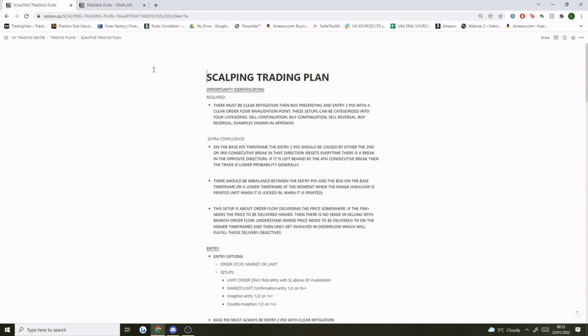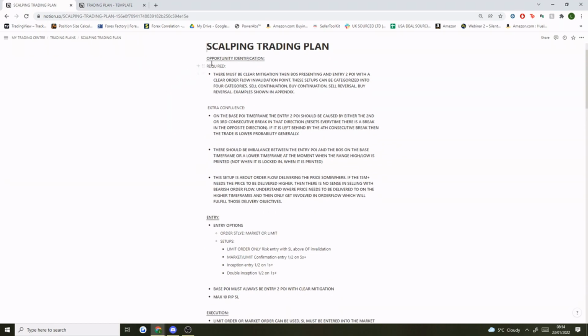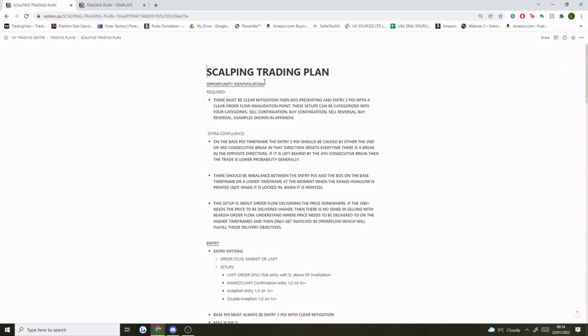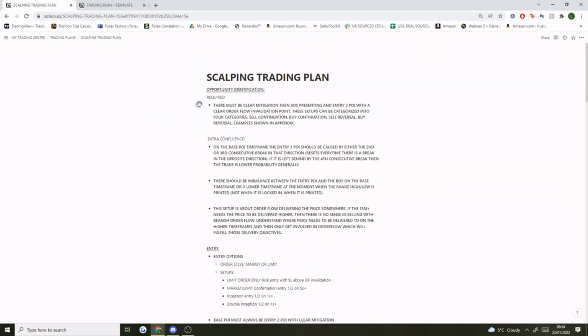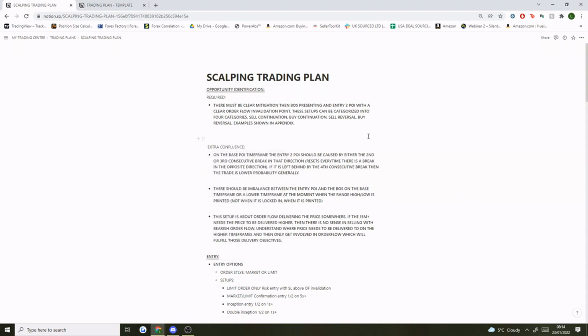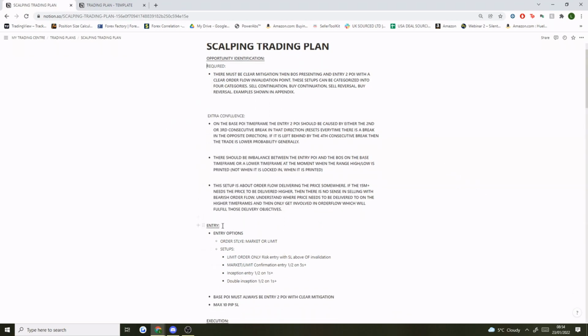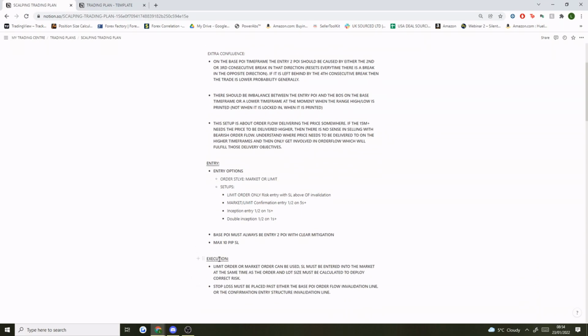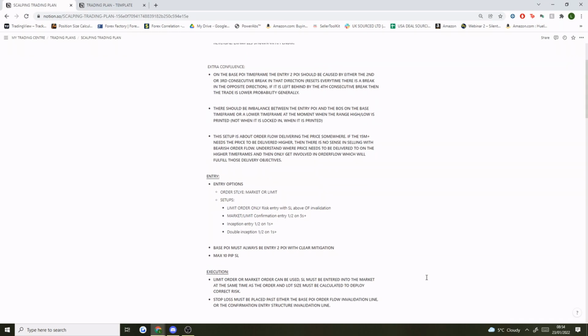Alright, so for me, the first part of a trading plan is determining which opportunities will actually fit your trading plan. For a lot of you guys, this might be the first thing that comes to mind when you think trading plan. For me, I've got this broken down basically into three parts. I've got the opportunity identification, which lays out the actual situation which I'm willing to trade. I've then got the entry, which lays out how I'm going to enter that situation, and then I've got the execution as well, which lays out how I'm going to execute that entry when the time for execution comes.